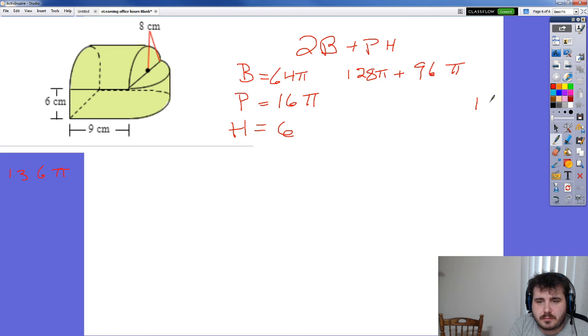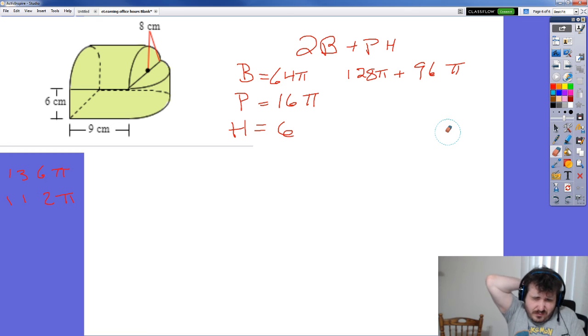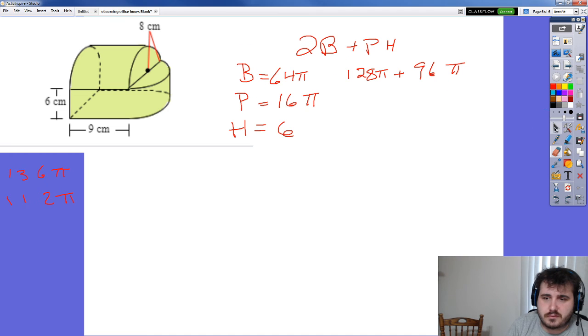128 and 96, I'm going to write this out because I don't trust myself anymore. So when you divide it by 2, the half cylinder here is 112 pi. And now that we've taken care of the cylinders, it's literally just, okay, we've got those rectangles. Let's find the area of those rectangles.